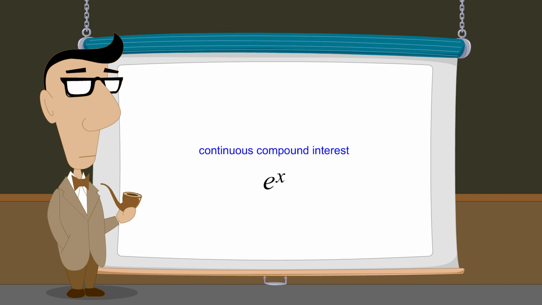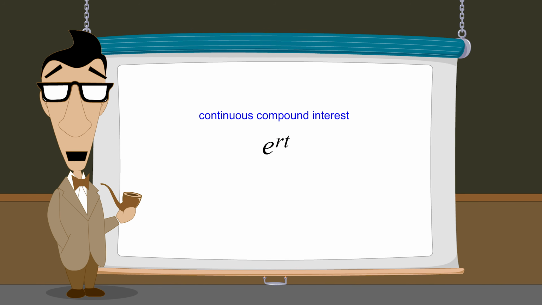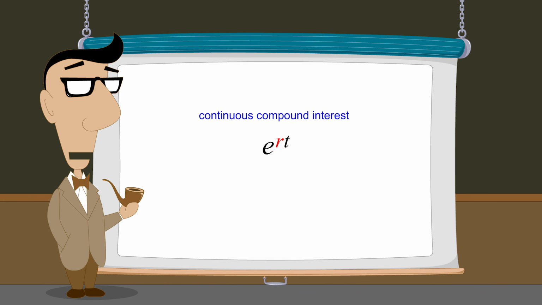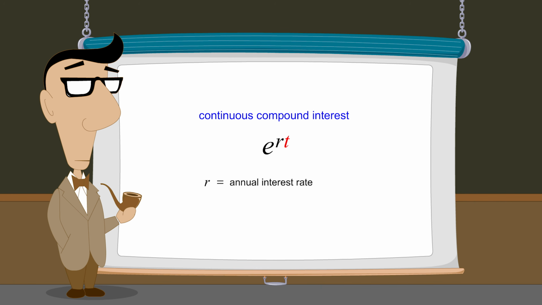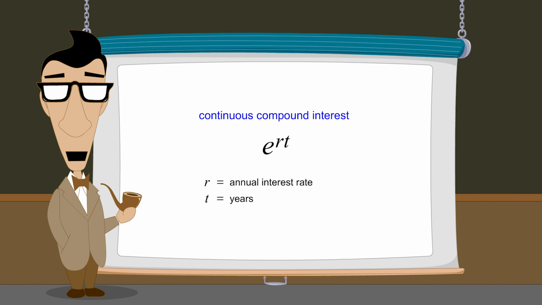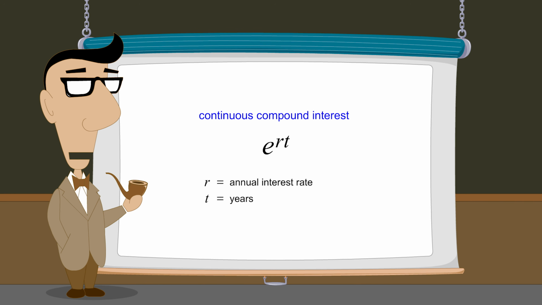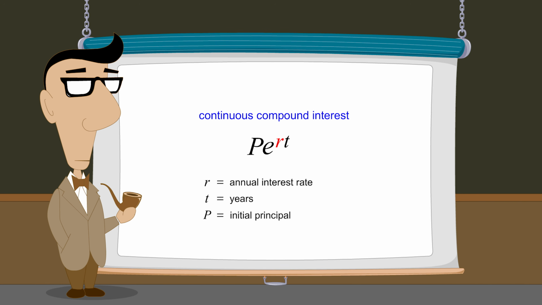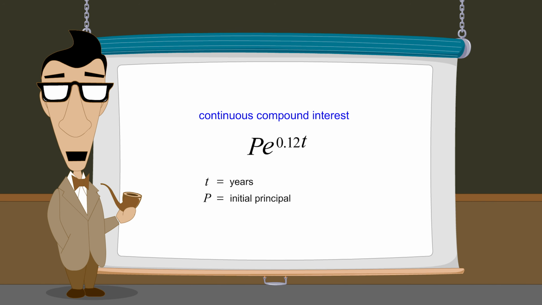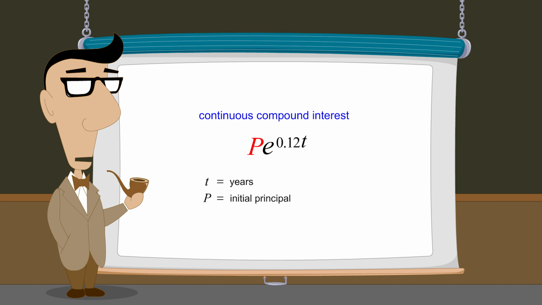The exponent of e in Bernoulli's formula is rt, where r is the annual interest rate and t is the number of years of continuous compounding. To calculate the final value of an investment, this expression is multiplied by the initial principal amount, P. We can apply this formula to our previous example by setting the annual interest rate r to 12%, and the initial principal P to $100,000.